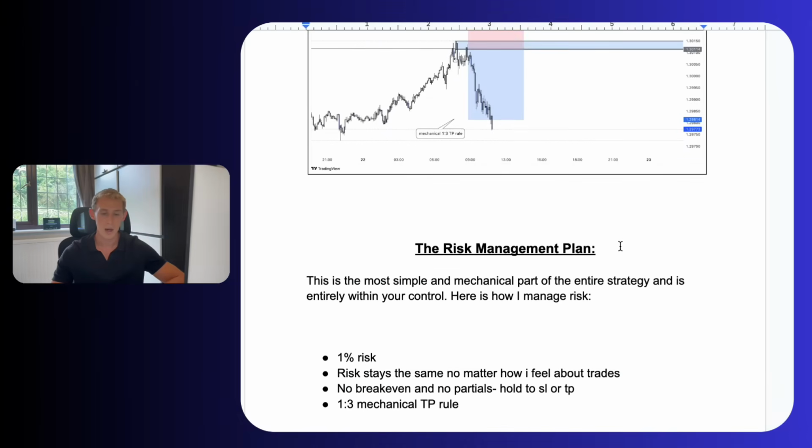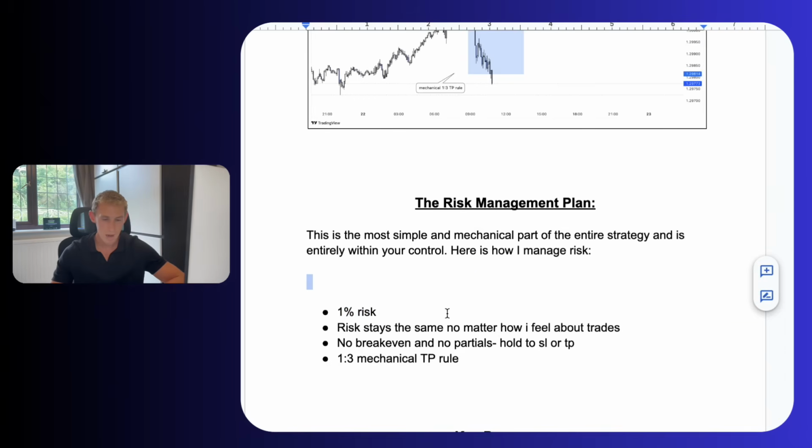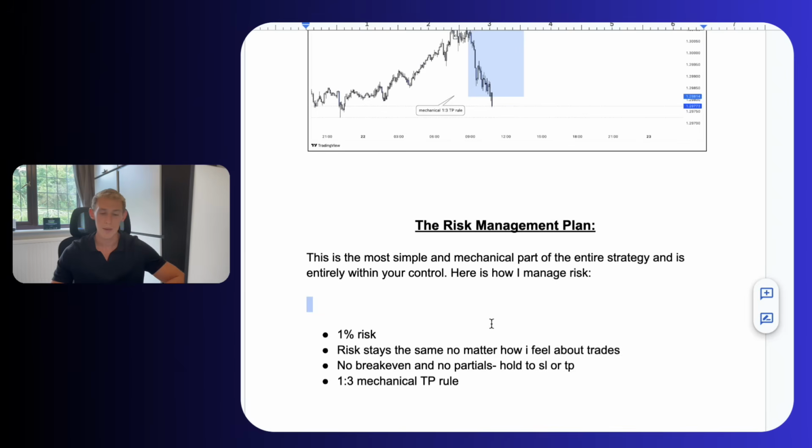And then the only other part you guys need to know for this is that we are doing 1% risk per trade. The risk is staying the same no matter how I feel. That's very important, because I see a lot of people making the mistake that if they're more confident in a trade, they'll risk more. If they're less confident, they'll risk less.